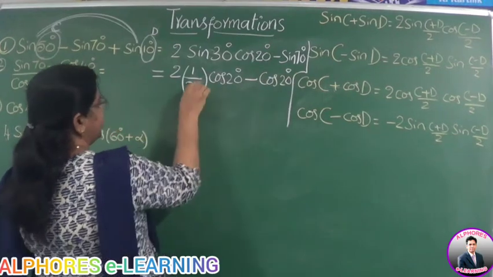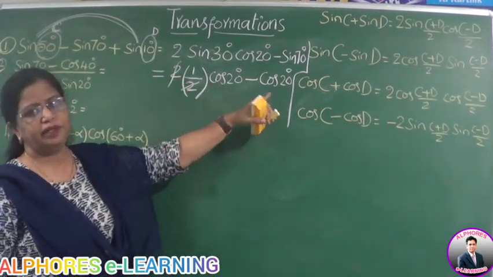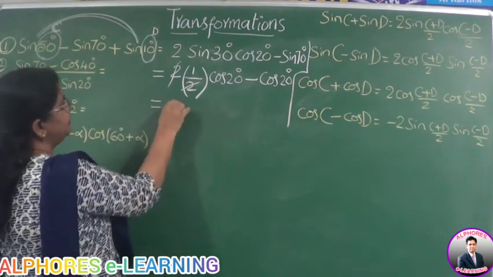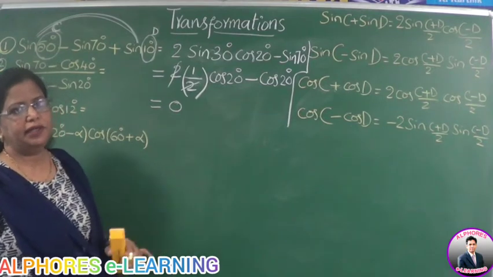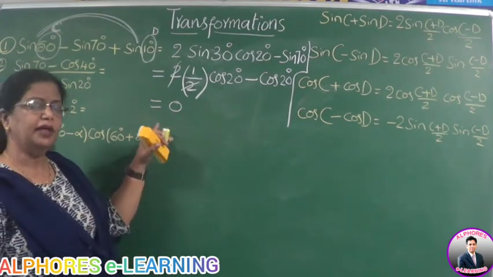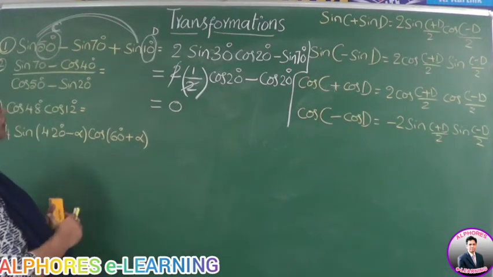And now let us cancel 2 and 2. Now students observe, one is cos 20, the other is minus cos 20, and hence what is our answer here? 0. So like this, you can simply make use of any of the combinations, and surely you will get the same answer, right? Now let us observe the second problem.